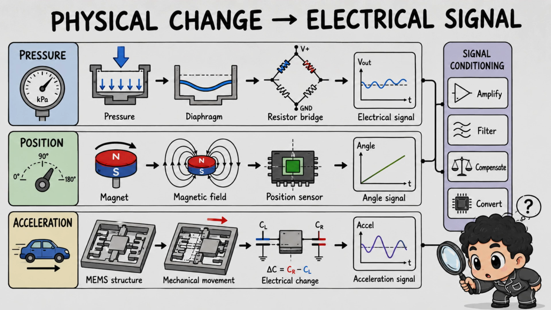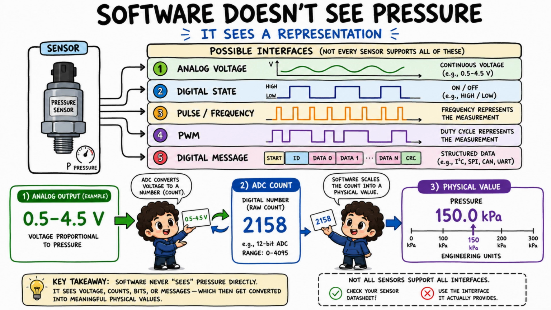The signal may then be amplified, filtered, temperature compensated, or converted into a digital value. The sensor's external output could be an analog voltage, an on or off state, a train of pulses, a pulse width signal, a structured digital signal, or a communication message. Software never receives pressure, temperature, or movement directly. It receives a number, voltage, time interval, counter value, or message that represents the physical condition.